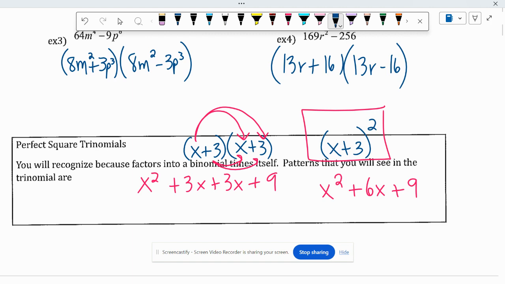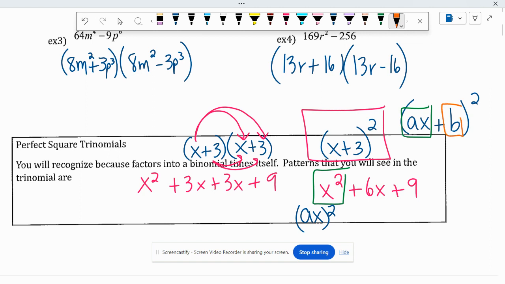So if you think of this binomial as ax plus b, the quantity squared, just think of it like that. How did I get the first term? Well, I just took ax and I squared it. How did I get the last term? Well, I just took the b term and I squared that.